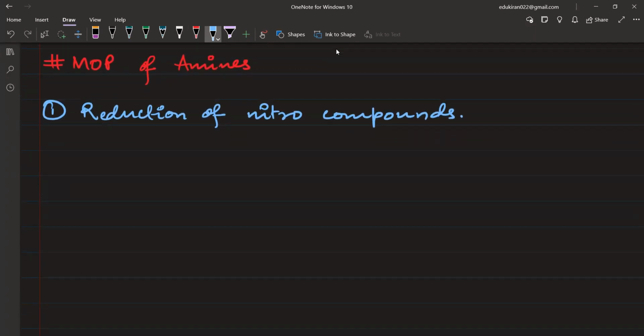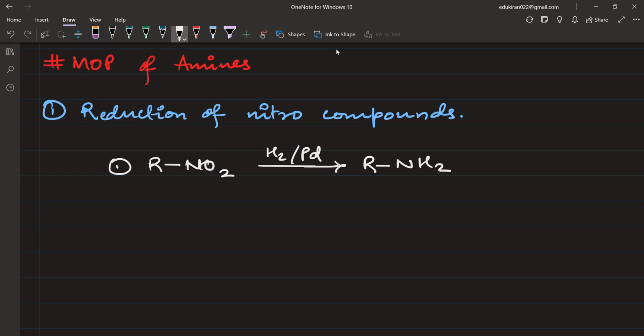Now, reduction of nitro compounds can be done in two different ways. First of all, it can be done by hydrogenation in the presence of a catalyst. A catalyst can be nickel, Pd or Pt. So first, please write number one. If you have RNO2, H2 in the presence of palladium, platinum, or nickel, you are going to get RNH2 with the same number of carbon atoms.